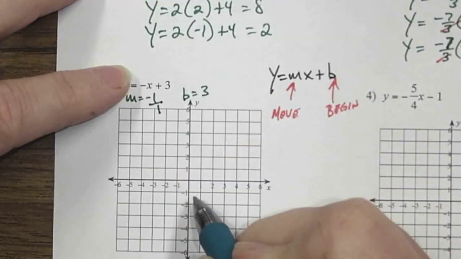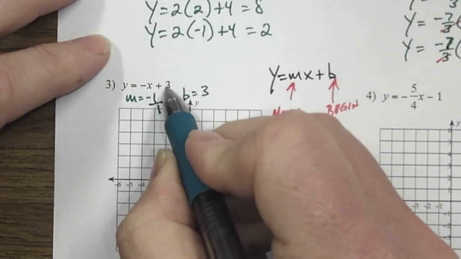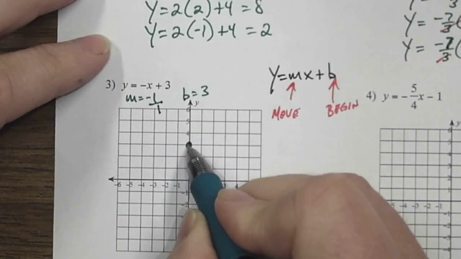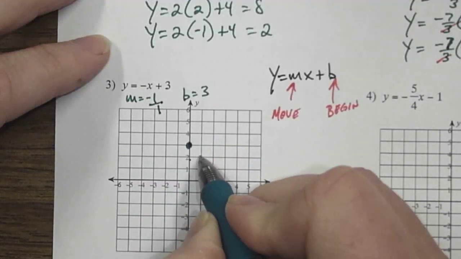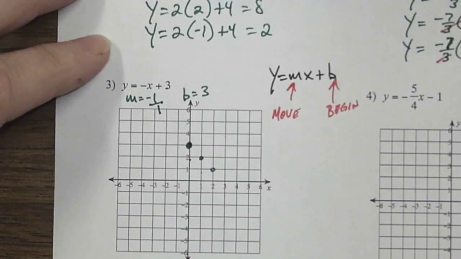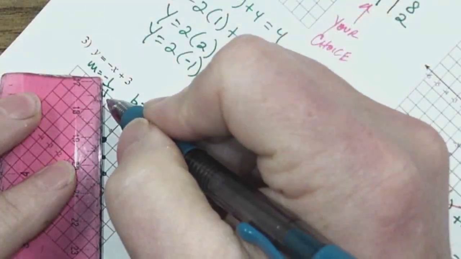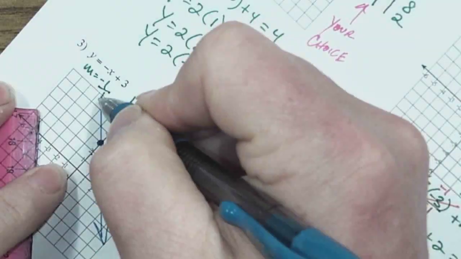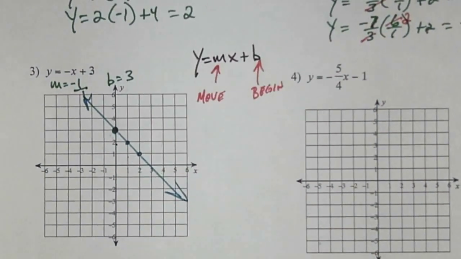So now I begin at 3 on the y-axis. If you plug in 0, y equals 3, so (0, 3). And then this says go -1, down 1, over 1, and we have our graph. Pretty straightforward, easy. Could we have done it on those table ones? You bet we could have. But we should know how to fill in a table at the same time.